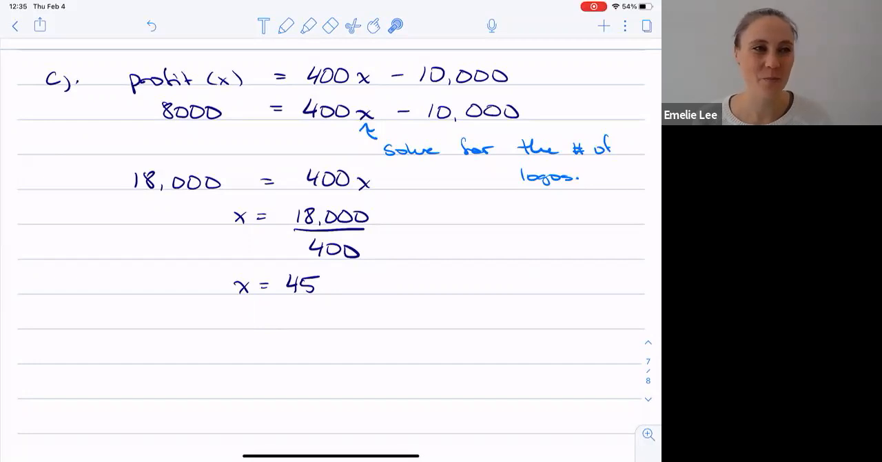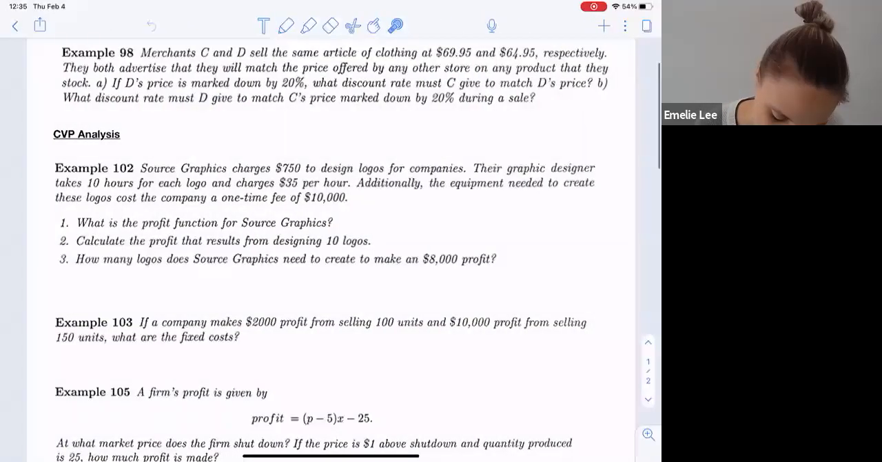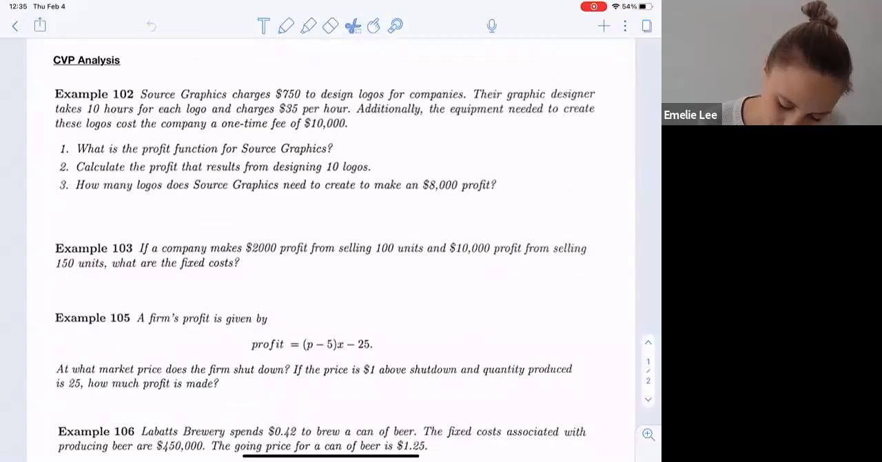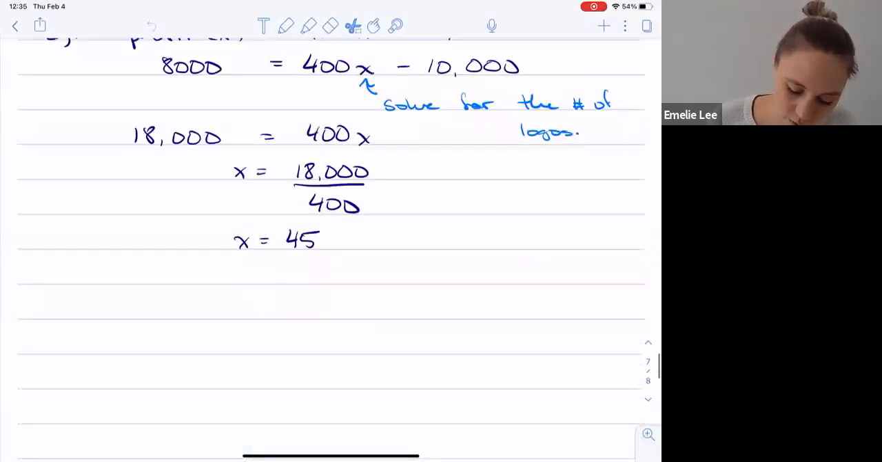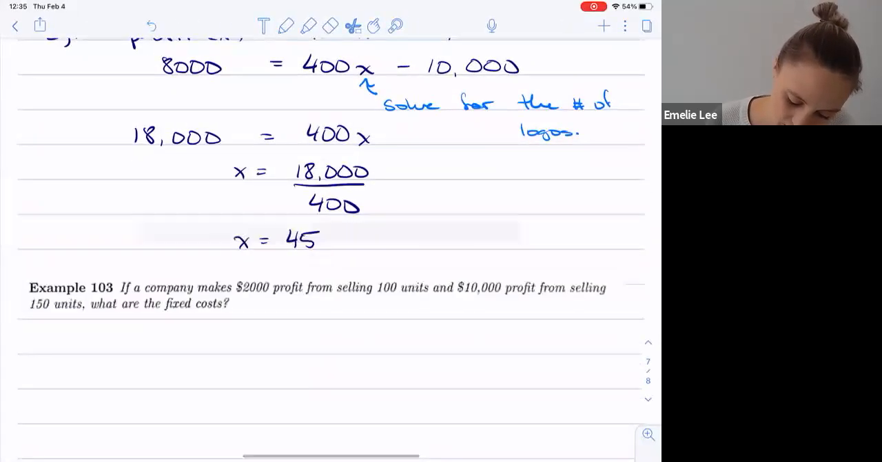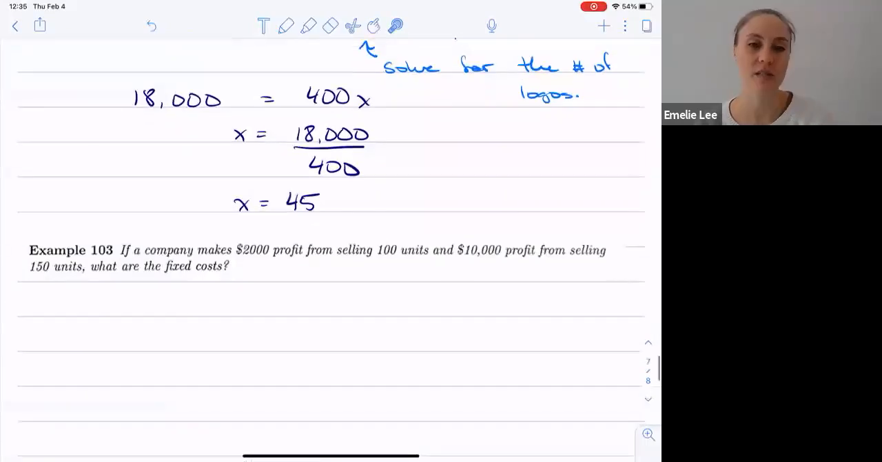Good. So that's our first stab at a profit function. How about another one? Oh, okay. I like this one because it makes us kind of work with the profit function a little bit without building a profit function necessarily. So if a company makes $2,000 profit from selling 100 units, okay, and $10,000 profit from selling 150 units, hey, that's quite the jump, right?